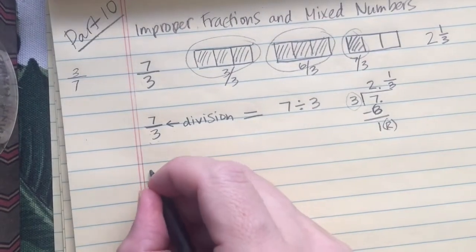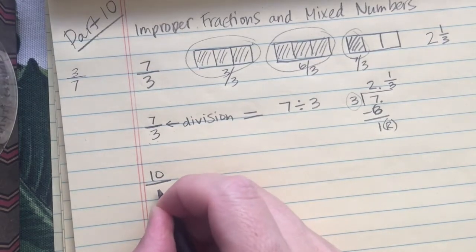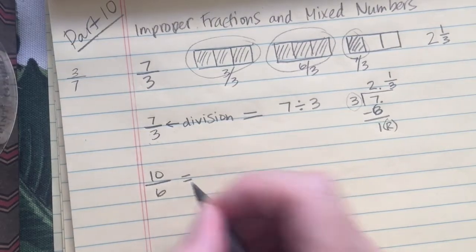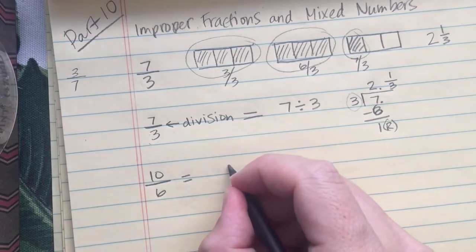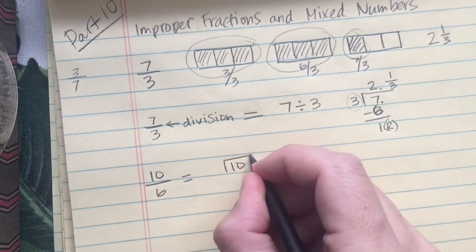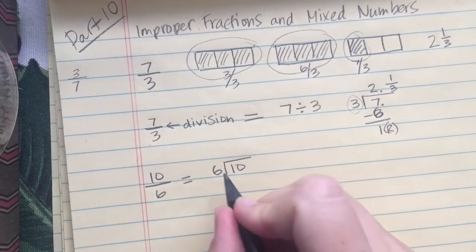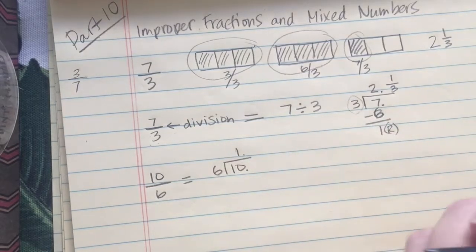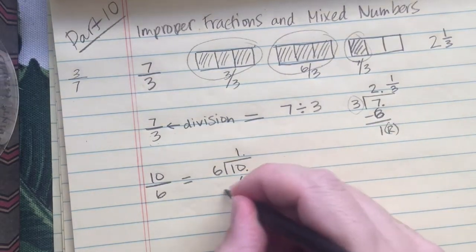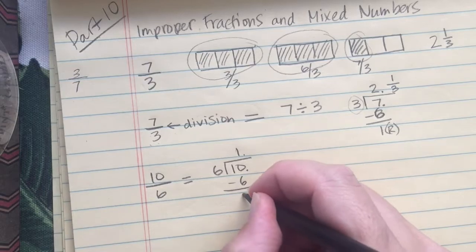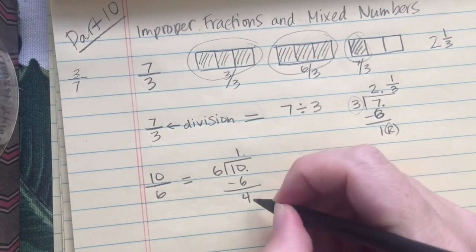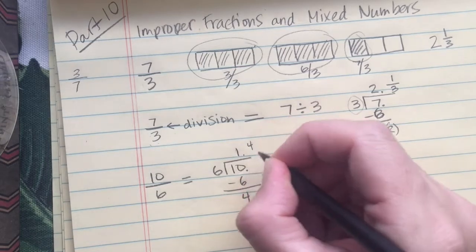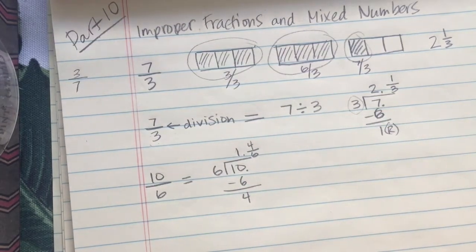Let's do 10 sixths. Okay, so 10 sixths. If you were to set it up in long division, it would be 10 divided by 6. 6 goes into 10 one time. Got your whole number now. 1 times 6 is 6. 10 minus 6 is 4. Your remainder becomes your numerator, and the denominator stays the same.